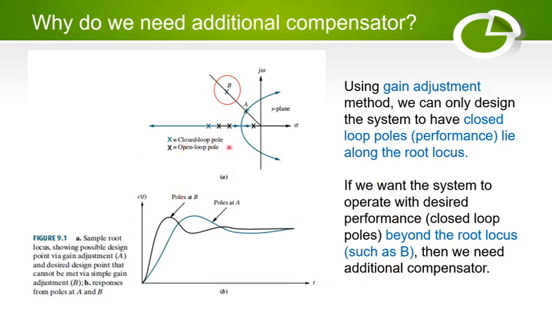Okay, if you look at this root locus, the blue lines is the root locus. If we want to design anything on the root locus, then we can use gain adjustment. But if we want to design the system performance to be at B, we cannot use gain adjustment only. We have to add a compensator to the system so that the root locus will change and go through point B.